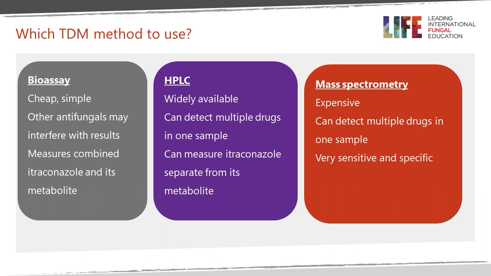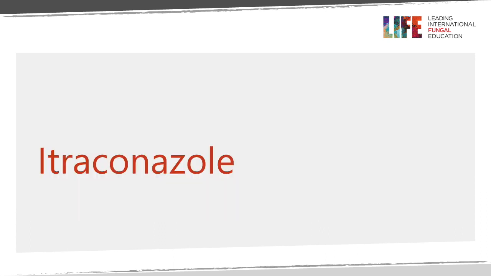HPLC is also another widely available method, which, again, is relatively simple to perform, and the advantages are that it can detect multiple drugs in one sample, and also you can measure itraconazole separately from its metabolite, so you will get different results with the HPLC and with the bioassay for itraconazole. Mass spectrometry is a more expensive test, so it's not widely used, but it's much more sensitive and specific.